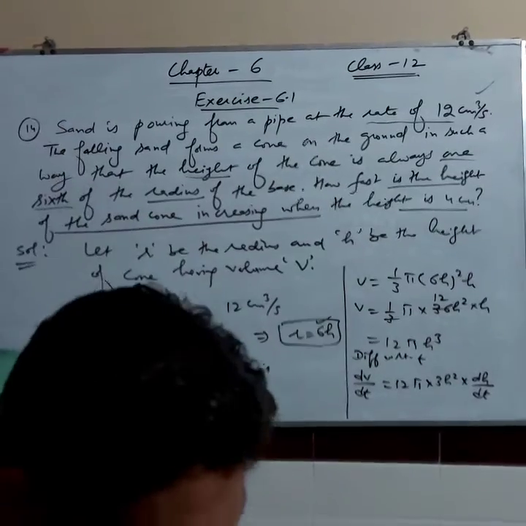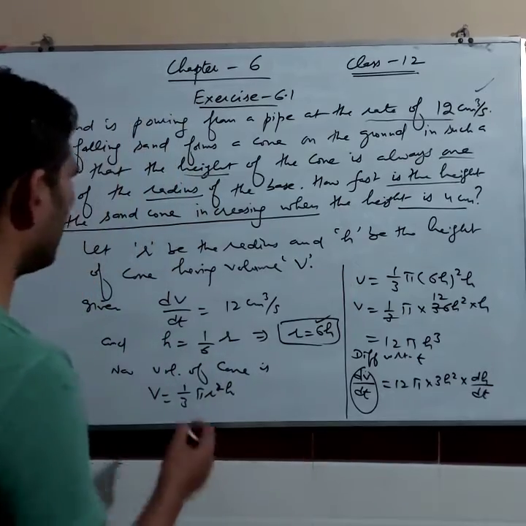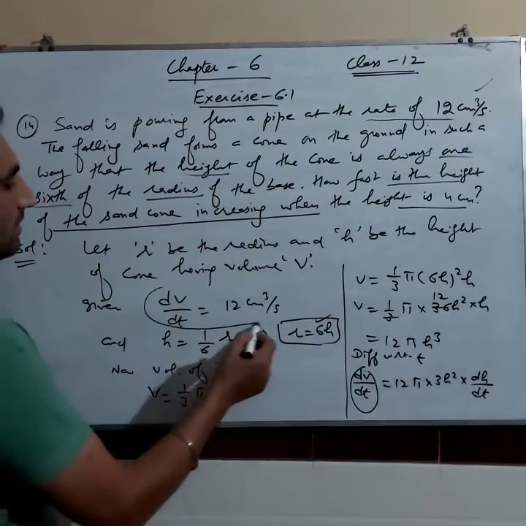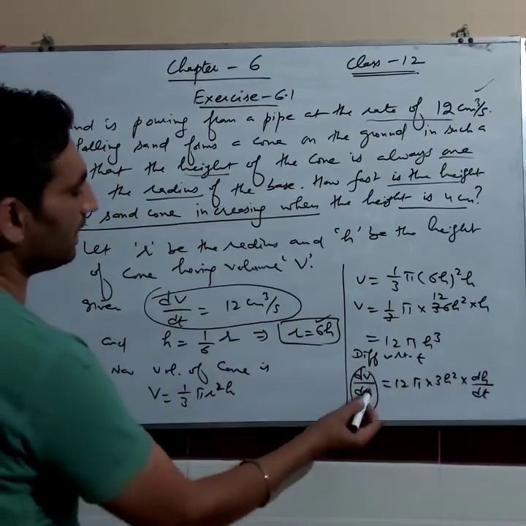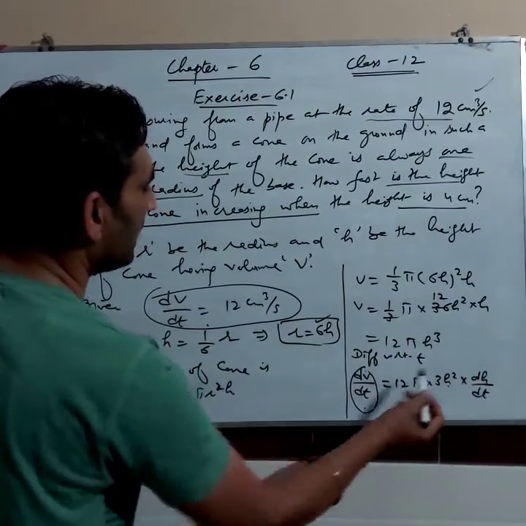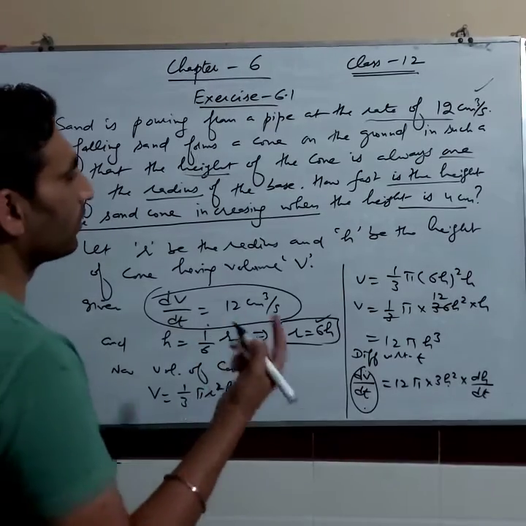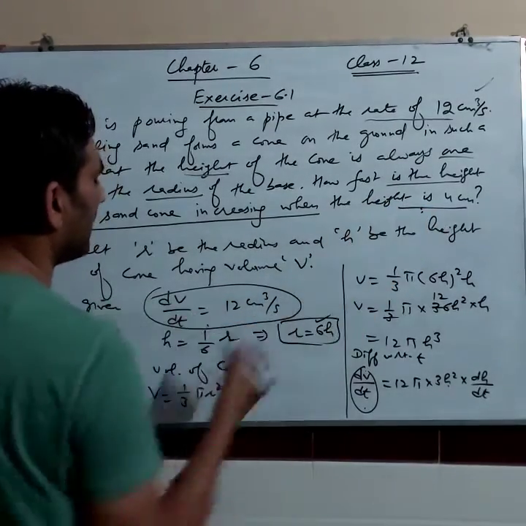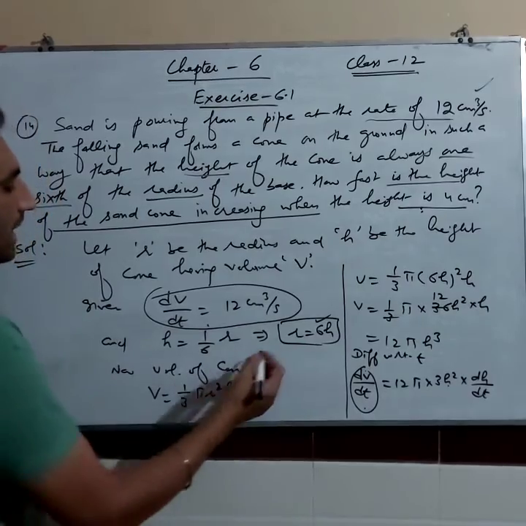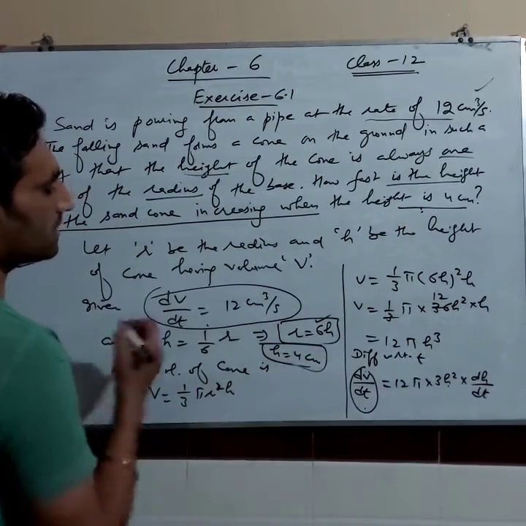We have two things with us. We have dV over dt, its value 12. And on the other side, we have h also. What is h? h is given 4 here, so height is 4. We will mention here height also equal to 4 centimeters. So mention here these things.